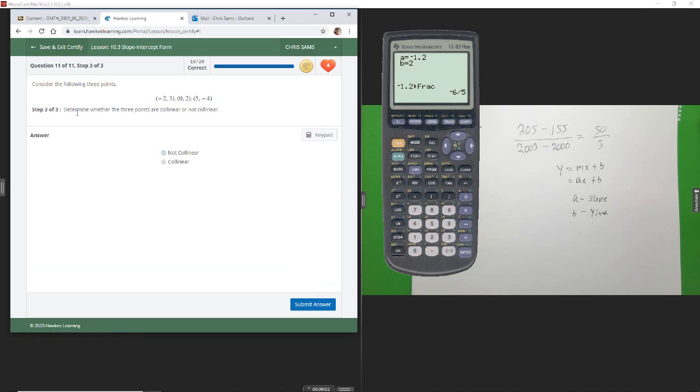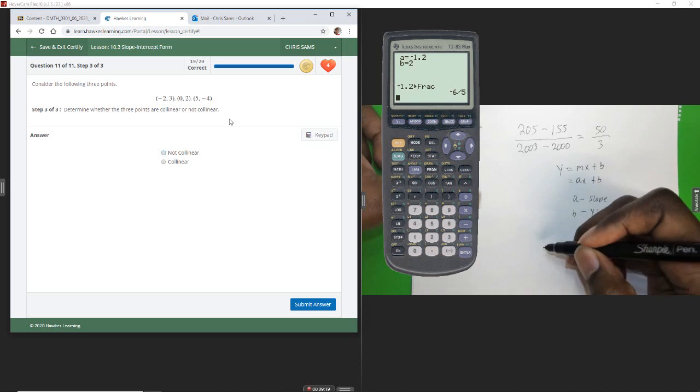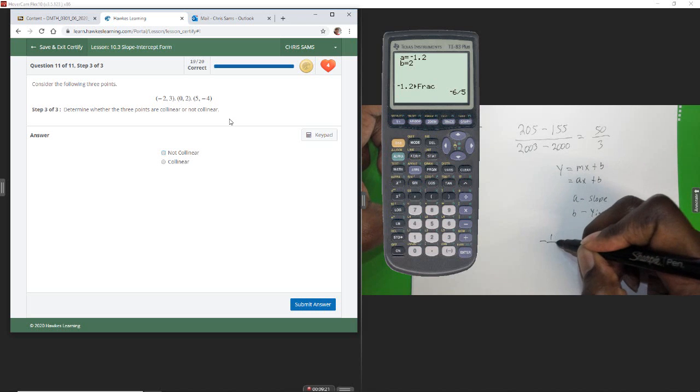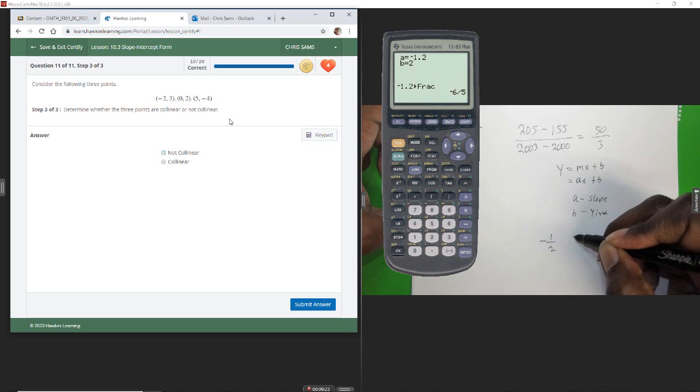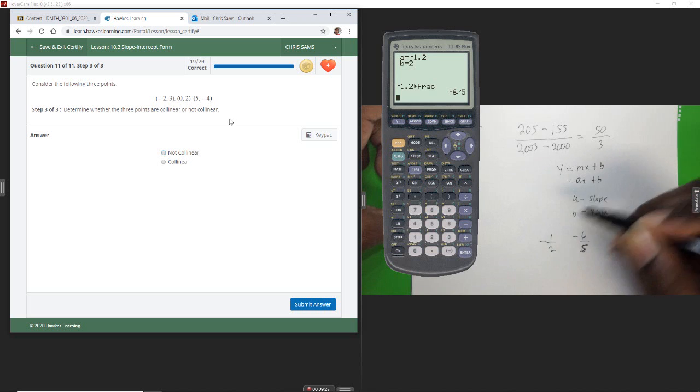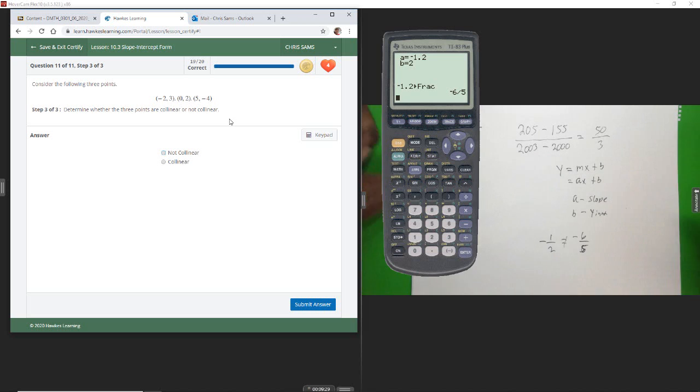All right, now determine whether the 3 points are collinear or not. Okay, so how do we know if they're collinear? Well, we check the slopes. If the slope of the first 2 points and the second 2 points were the same, then these are collinear. Well, we got the slope was -1/2 for the first 2 points, and then we got -6/5 for the second 2 points. These are not equal, so they do not lie on the same line.